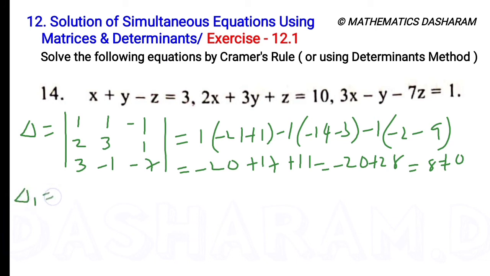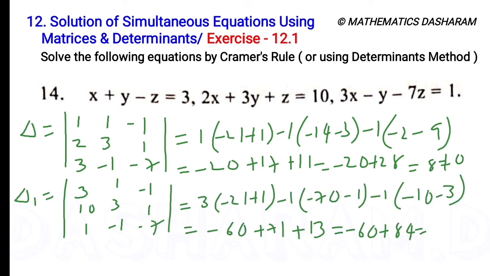Next, delta 1 equals: replace the first column with the constant numbers, which are 3, 10, 1. So here 1, 3, minus 1, minus 1, 1, minus 7. Now find out the determinant. So minus 60 plus 84 equals plus 24.